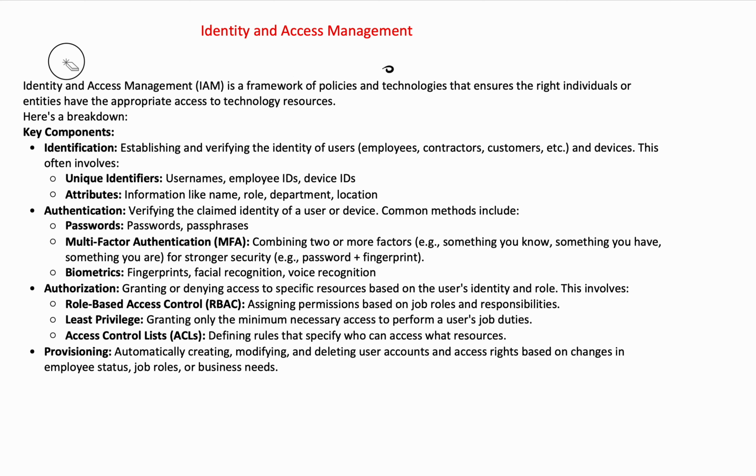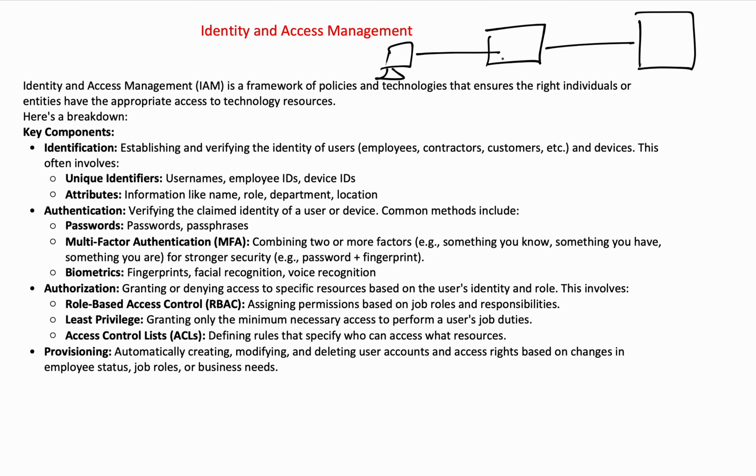So yeah, let's get started. By definition, identity and access management is a framework of policies and technologies that ensures the right individuals or entities have appropriate access to technology resources. How do we explain it? Like I told you, you are a user trying to access a certain server, and this is a firewall in front of that server.